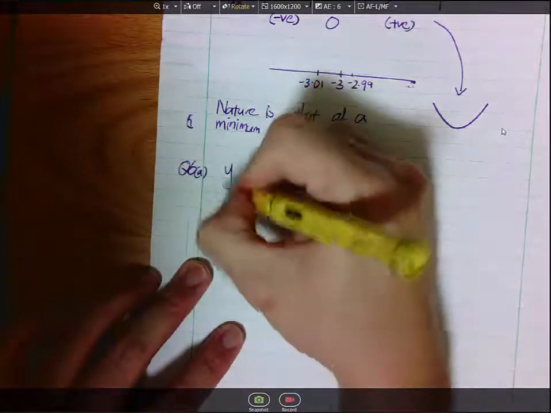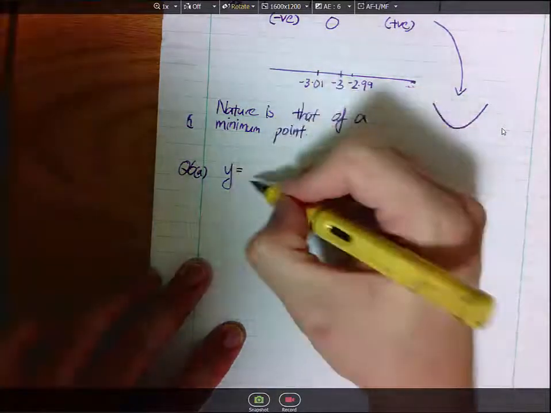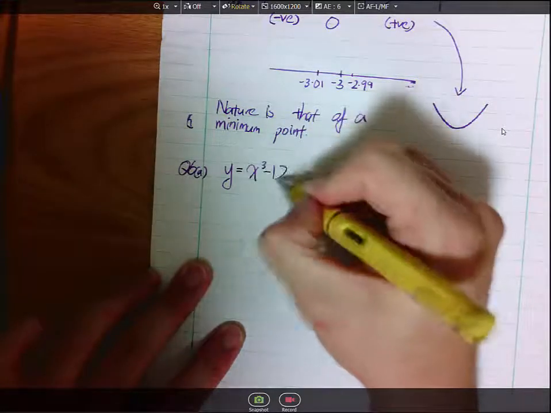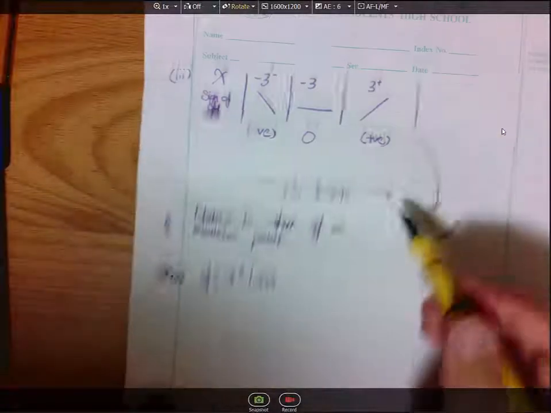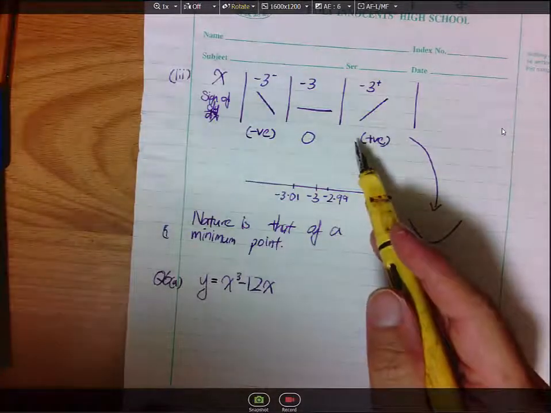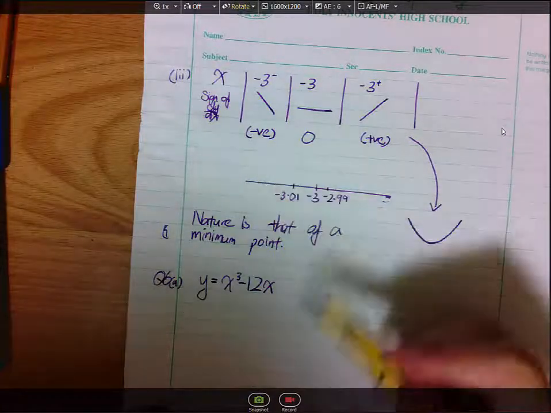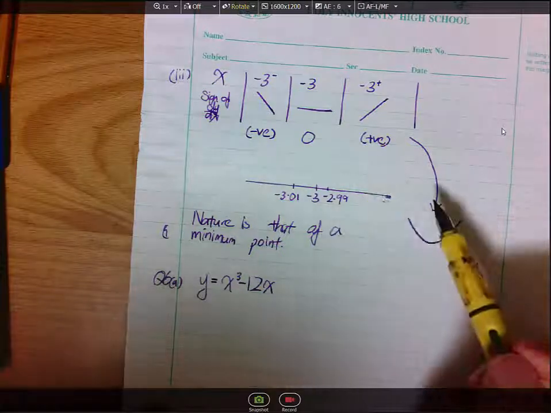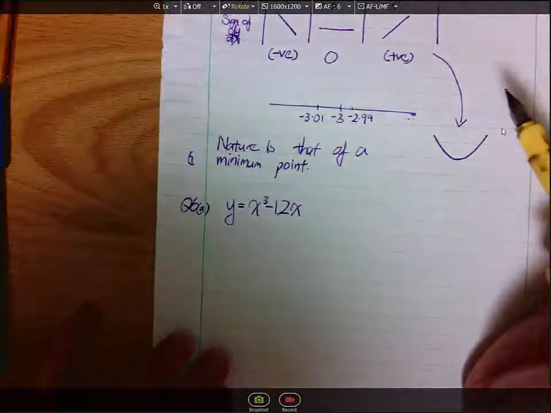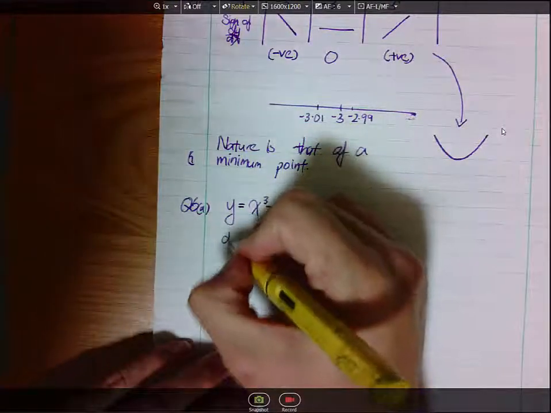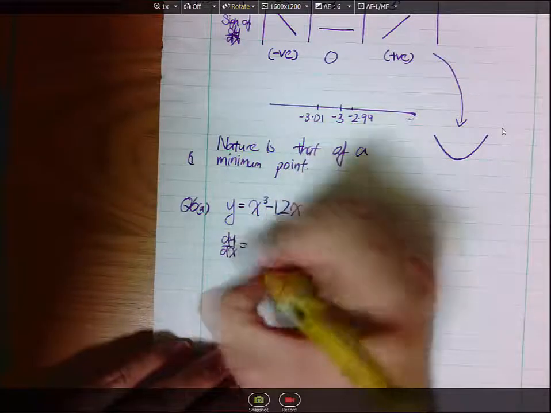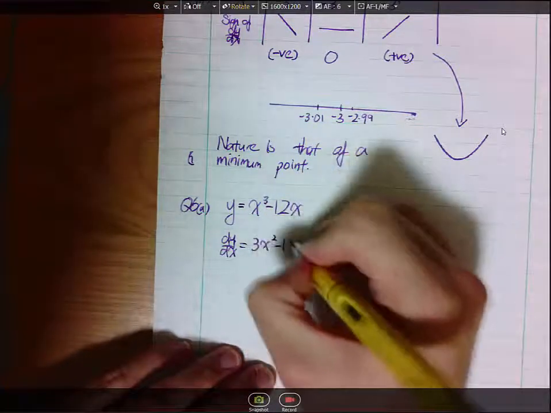So we start with y equals x cubed minus 12x. 6a will illustrate this to you. Just now I used the sign of dy dx to determine if the point is a maximum point or minimum point. Now I'll teach you something new, which is the use of the second derivative. So first, I differentiate with respect to x.